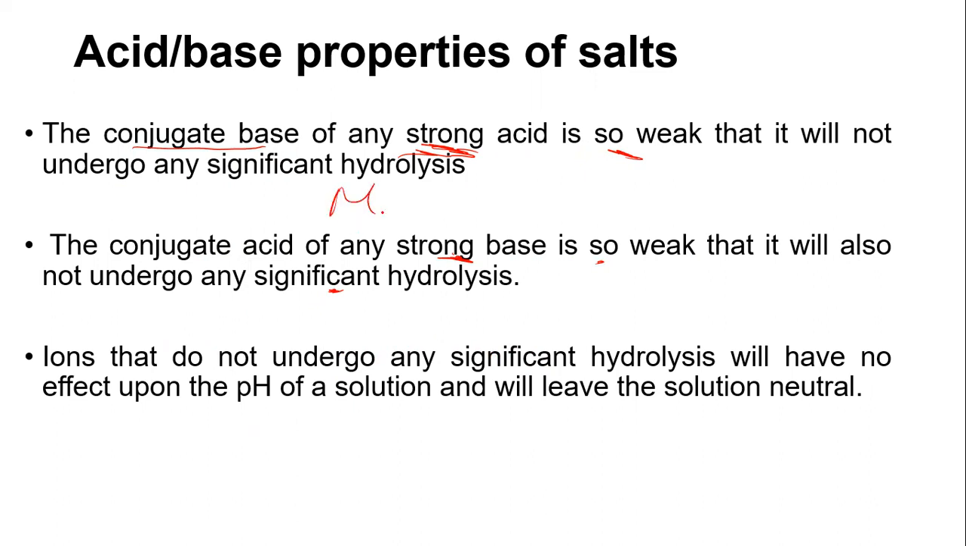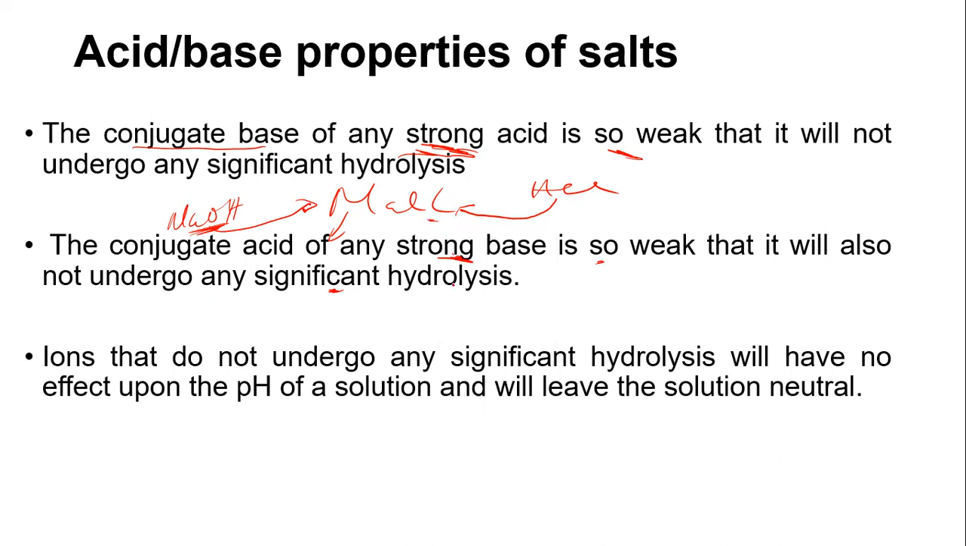The reason why NaCl will produce a neutral solution is that the Na+ here is from the base NaOH, which is strong. Because it is strong, the conjugate acid here is weak. The Cl- is from HCl, which is also strong. Now the Cl- here, because it's from the strong acid, is also weak. Are we following? It's also weak.